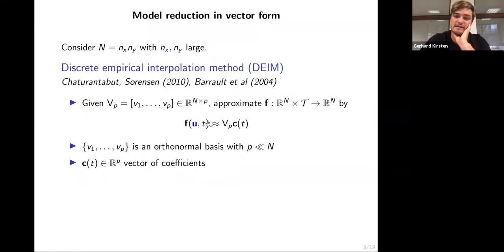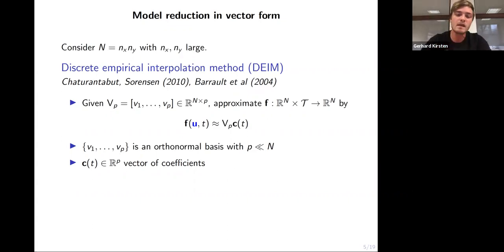To approximate this function at all time instances, we consider a very tall matrix V_p of dimension p, where p is much smaller than big N. And we want to approximate f as a linear combination of the columns of this matrix V_p. The coefficients for this linear combination are contained in the short-ish vector relative to N, c of t. And the columns of the matrix V_p are an orthonormal basis of some subspace that we will discuss in a little while.